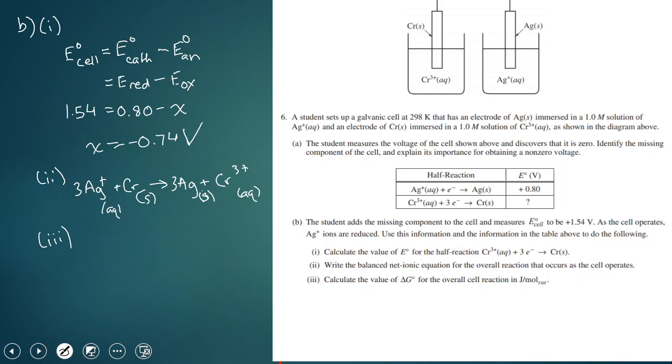And this last question is calculate the value of delta G for the overall cell reaction in joules per mole of reaction. Okay, so we use our second application of thermodynamics where delta G is equal to negative nFE, where F is Faraday's constant. Think about exactly what we need. Sorry, it's negative, I almost forgot. It's negative nFE.